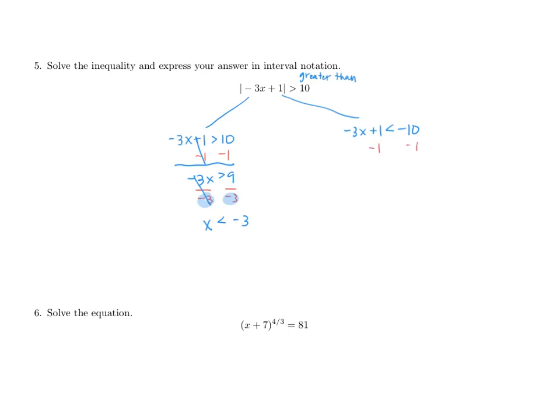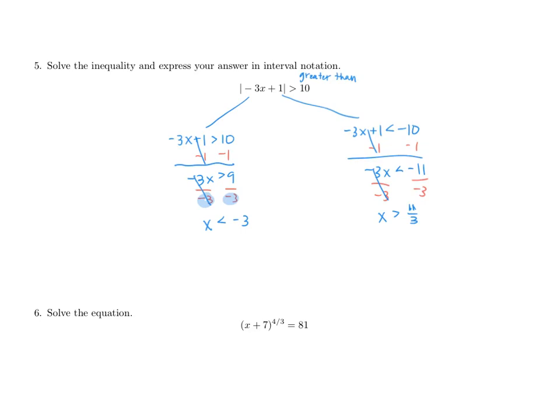So in the other one, we're going to subtract 1 from both sides. So if negative 3x is less than negative 11, now we want to divide by negative 3. Again, we're dividing by a negative, so that's going to flip the symbol. So x is greater than a positive 11/3.